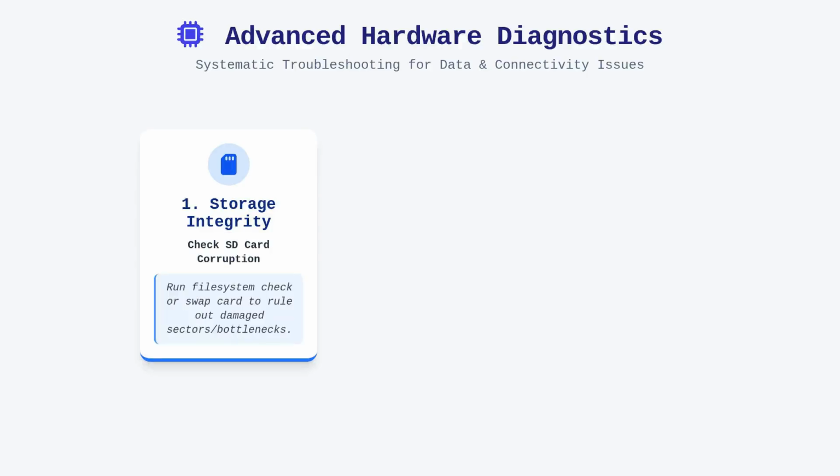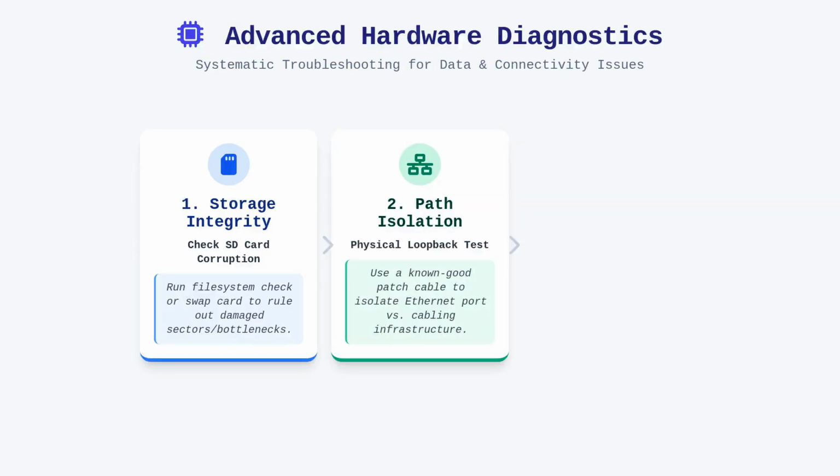Once you have ruled out mechanical and environmental factors, we must address the integrity of the data storage and transmission path. Corruption on an onboard SD card is a classic scenario that can lead to system instability, especially if the device attempts to write logs or footage to a damaged sector. You should prioritize running a file system check or performing a card swap to determine if the storage medium is the primary bottleneck. If the storage is not the culprit, perform a physical loopback test with a known good patch cable to isolate whether the Ethernet port or the cabling infrastructure is the point of failure.